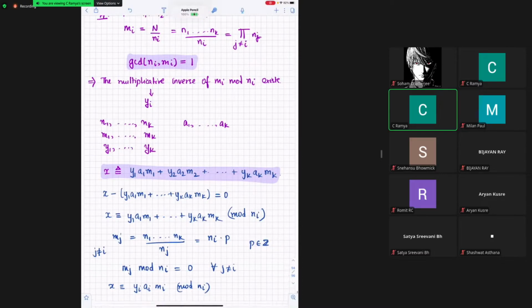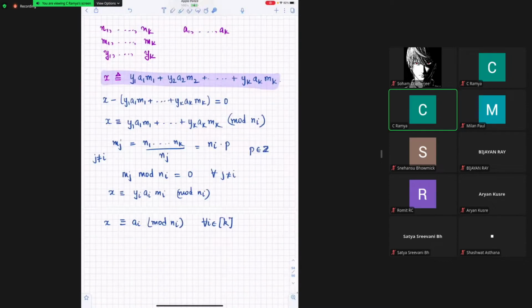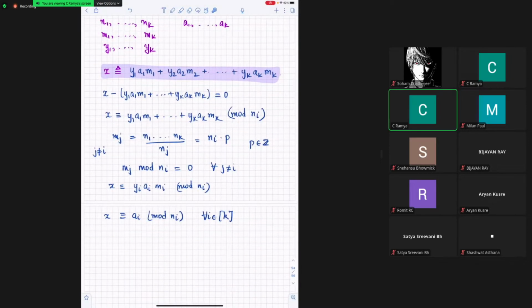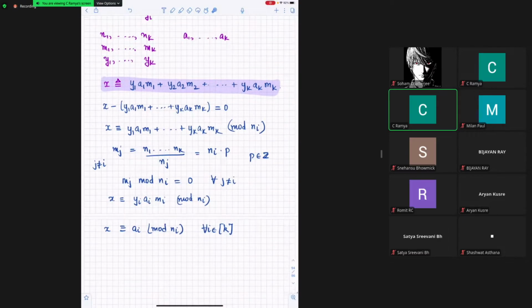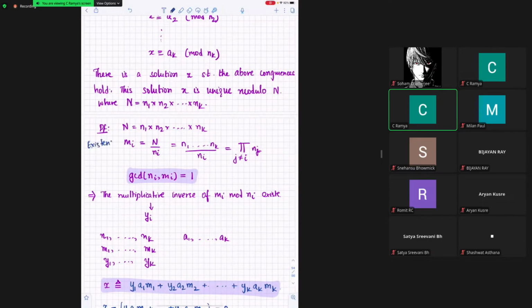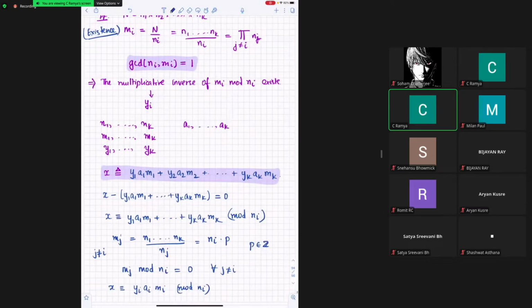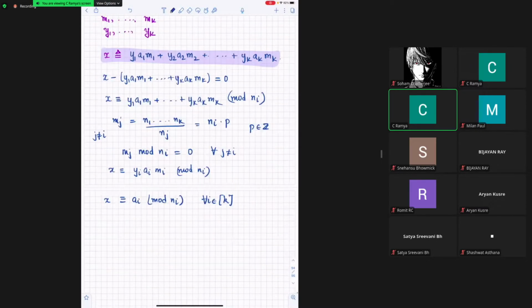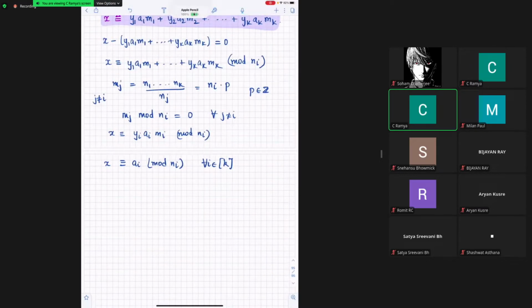Is this clear? Are there questions? Let's just take that. So this is essentially the existence part, that there exists a solution. There is one more part that I need to argue, which is the uniqueness. But at least the existence should be clear. It's clear, ma'am. Okay. So let's move on to the uniqueness.